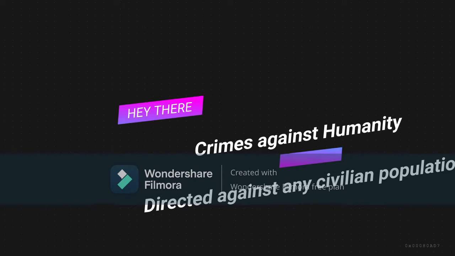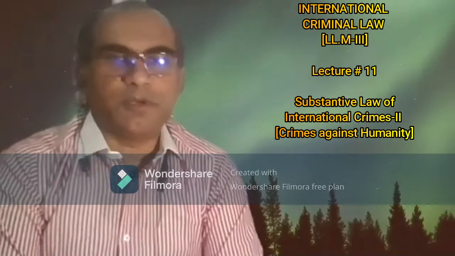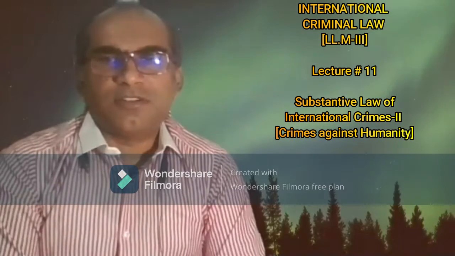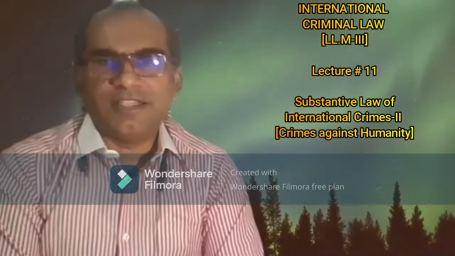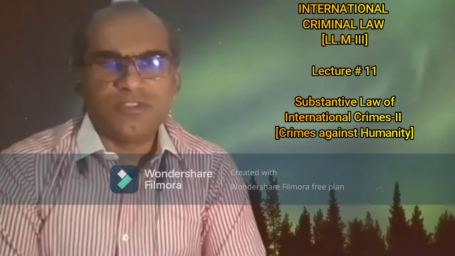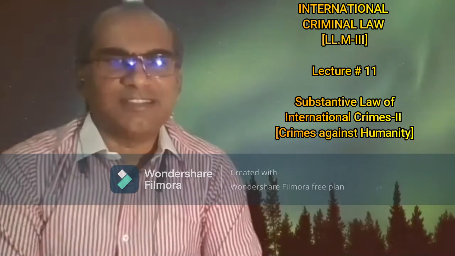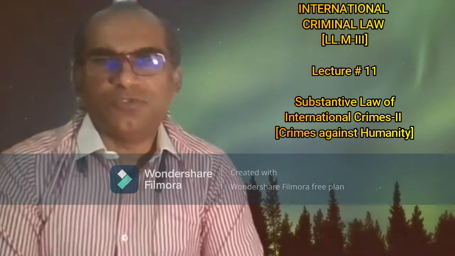Another topic we noticed in the elements of the different crimes we discussed earlier: the offense must be committed against any civilian population. The term civilian population must be given a broad definition. It includes not only the general population but also members of the armed forces who have surrendered or have been rendered hors de combat due to wounds, illness, detention or other cause. In times of peace, the civilian population includes all persons except those who have the duty to maintain public order or the legitimate means to use force.